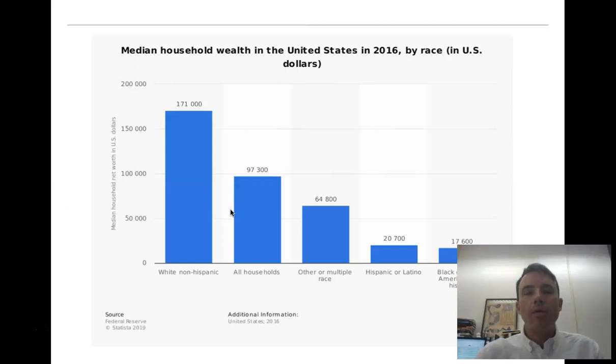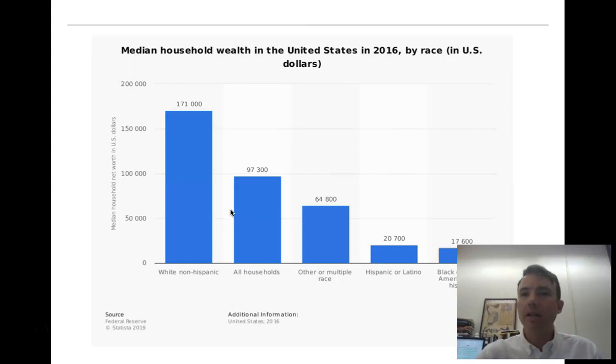Now, first off, I should say something about the data point itself. Median household wealth is a data point that refers to the median level of total financial resources that a household holds in the United States. So of course households vary based on size. You could have a single parent household, you could have dual earners, you could have even more than two earners in a single household.